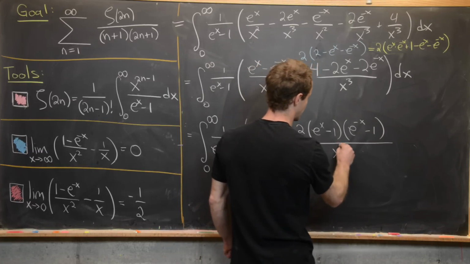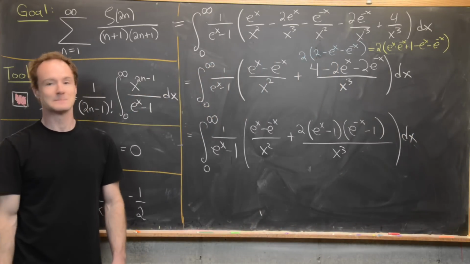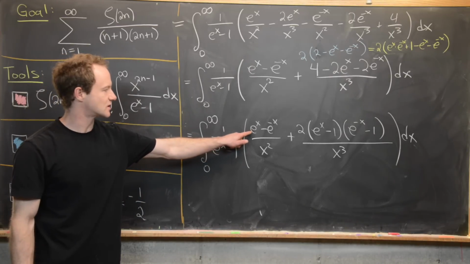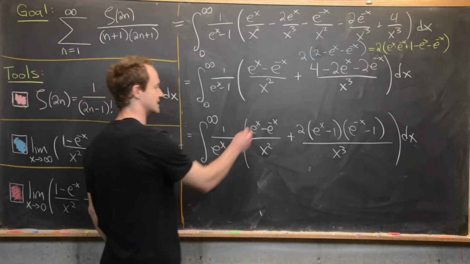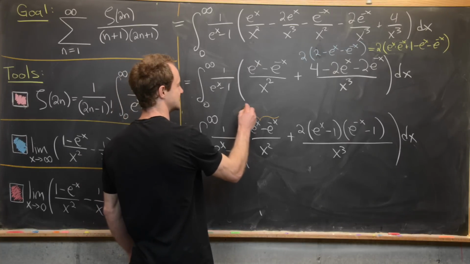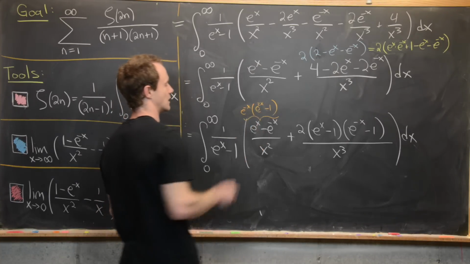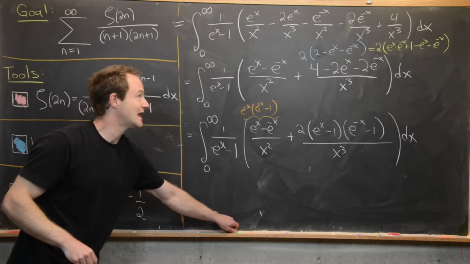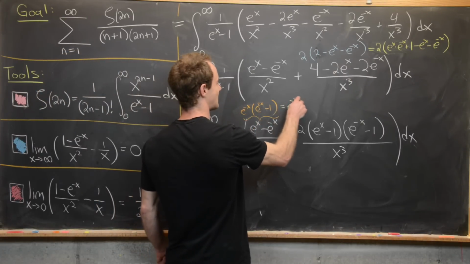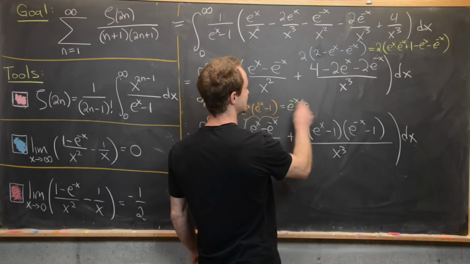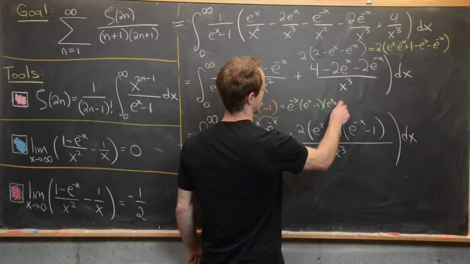And that's all over x cubed, and then dx. Okay, good. And now I'm going to do something similar to this term. So I'll factor an e to the minus x out of this. That allows me to write this as e to the minus x times the quantity e to the 2x minus 1. Great. But again, that thing can be factored as well. So notice this is equal to e to the minus x times e to the x minus 1 times e to the x plus 1.